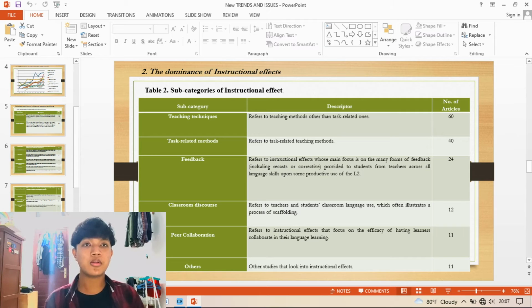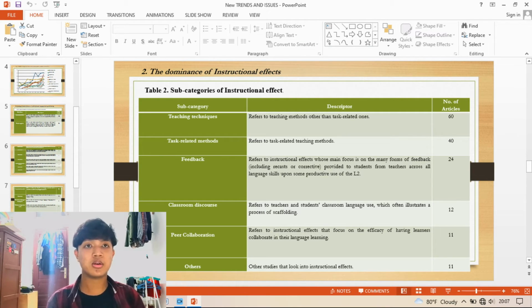Number 2, the dominance of instructional effects. Table 2, subcategories of instructional effect. The first subcategory is teaching techniques, which refers to teaching methods other than task-related ones. And then task-related methods refers to task-related teaching methods. And then feedback refers to instructional effects whose main focus is the many forms of feedback, including requests or corrective feedback, provided to students from teachers across all language skills upon some productive use of the L2.